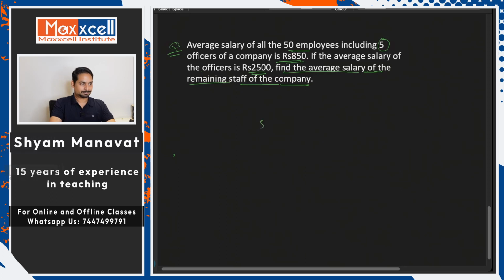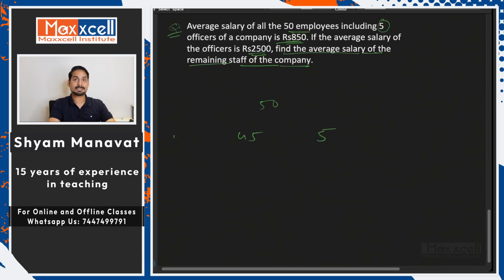So total 50, remaining staff 45, officers, the question said 5, right? Now, including these officers, the average is what? 850. So 850 is the combined average. 850 is what? The combined average, total 50, equal to the average salary of these 45 staff members. That is what we need to find out.